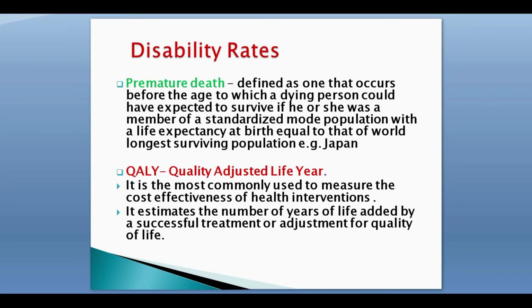Disability rates. Premature death is defined as one that occurs before the age to which a dying person would have been expected to survive if he or she were a member of a standardized model population with a life expectancy at birth equal to that of the world's longest surviving population, that is Japan. QALY, the quality adjusted life year, is the most commonly used measure of the cost effectiveness of health interventions. It estimates the number of years of life added by a successful treatment, adjusted for quality of life.